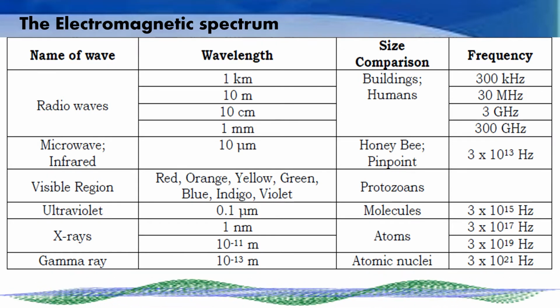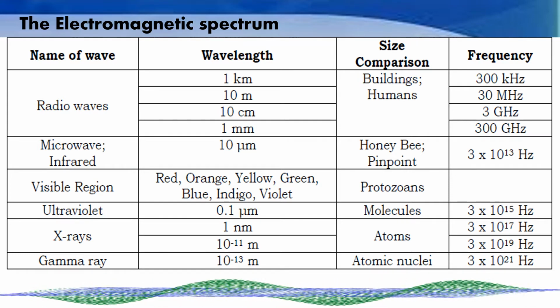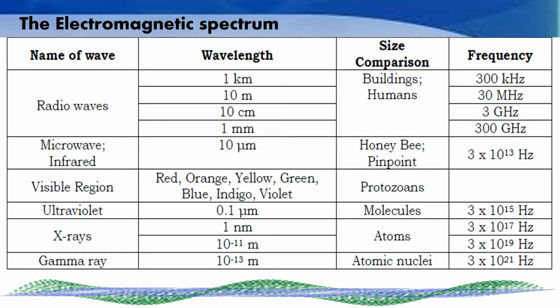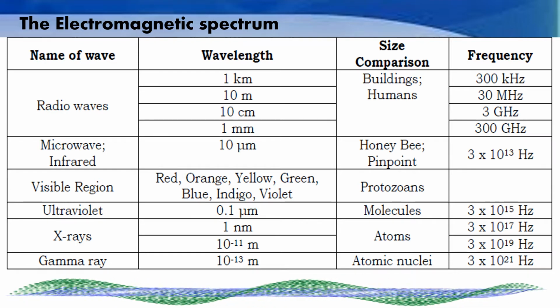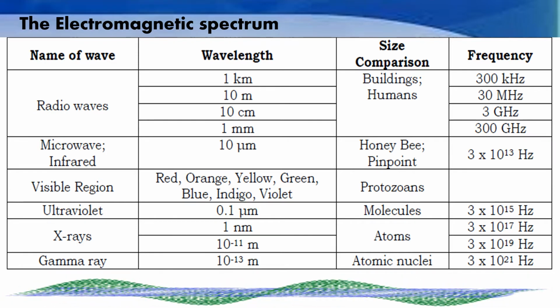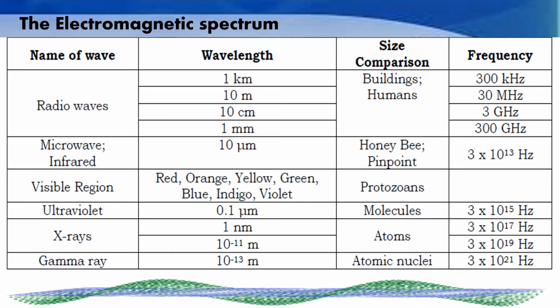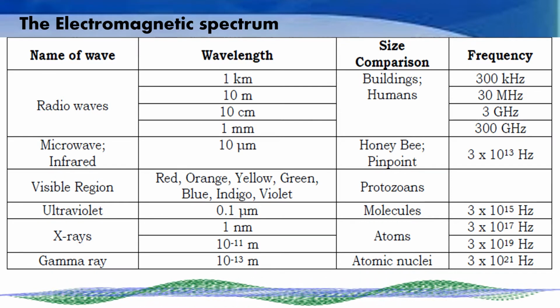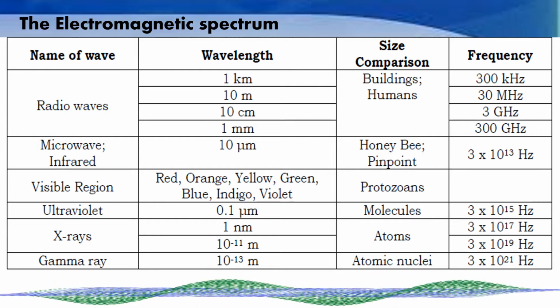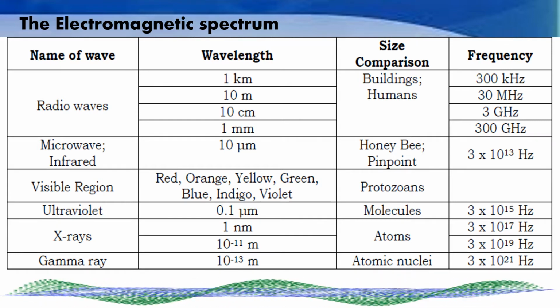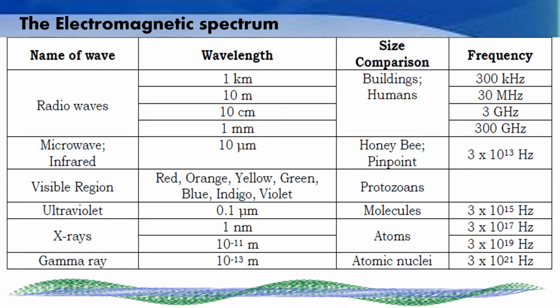So for the visible region, you can see the colors red, orange, yellow, green, blue, indigo, and violet wavelength. So these are the colors which you can see. Okay?